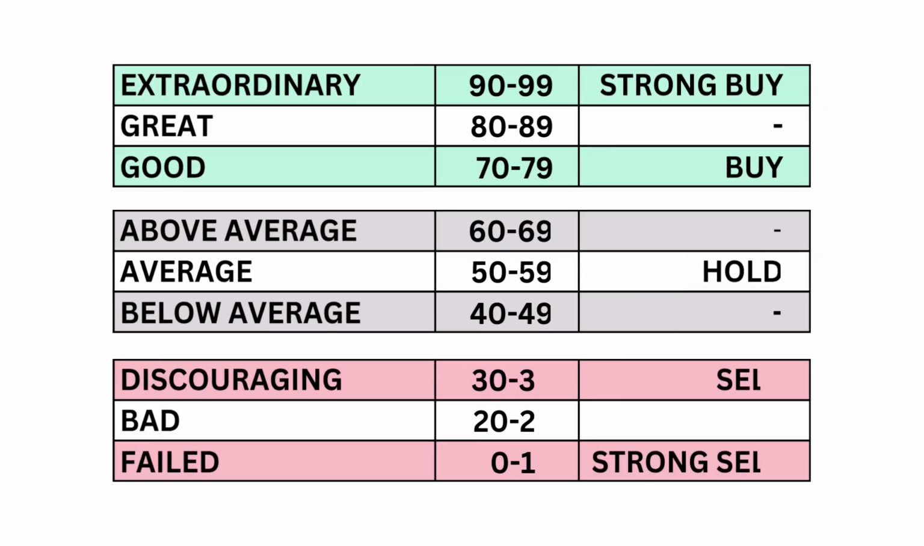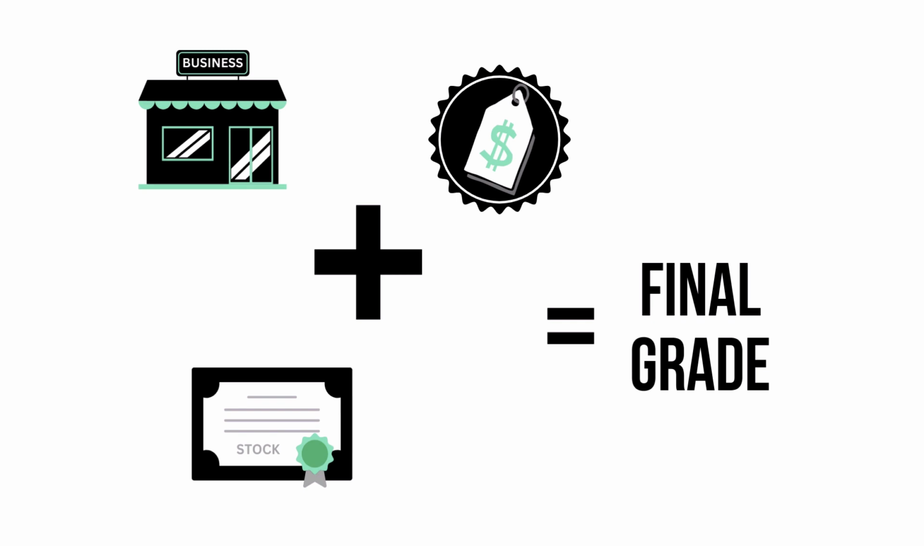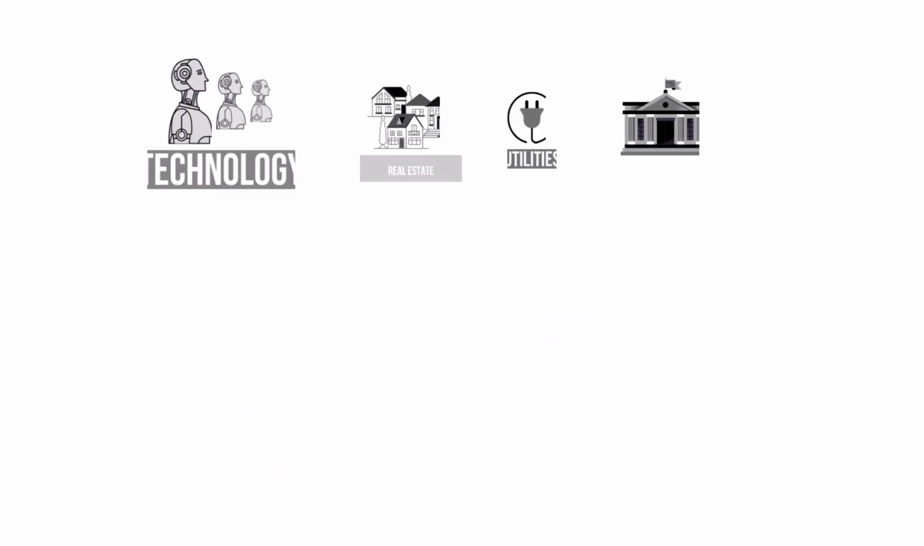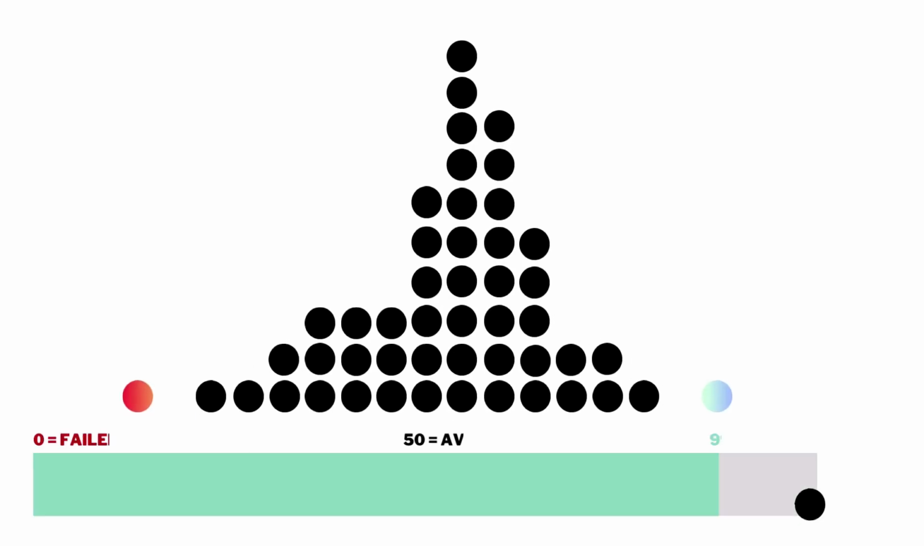Each of the three factors and 11 metrics are given a grade from 0 to 99, with 50 to 59 being considered average. When we've got the three factors graded, we combine them to get our final grade. Each company belongs to a specific sector of the economy. My analysis normalizes the data so that we can compare companies between sectors. Most companies will fall into that average range, since most companies are indeed average long-term investments.